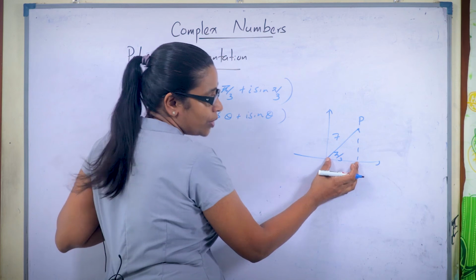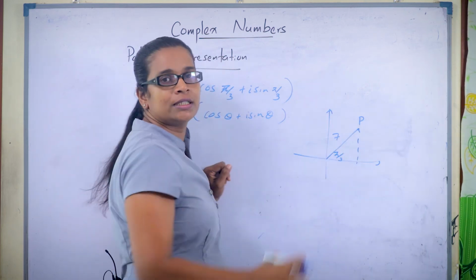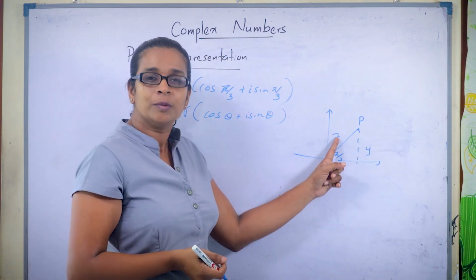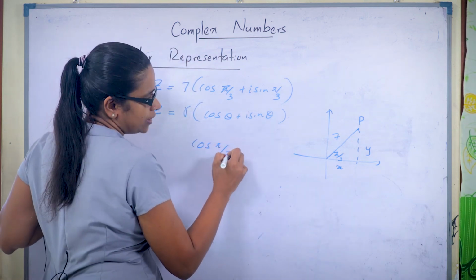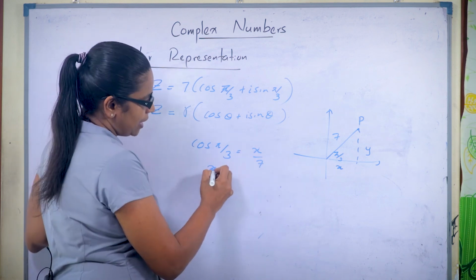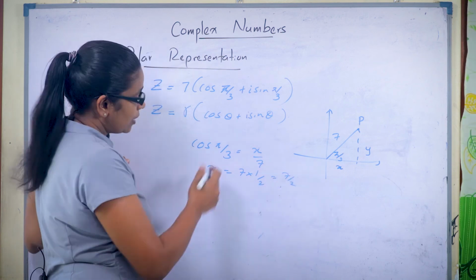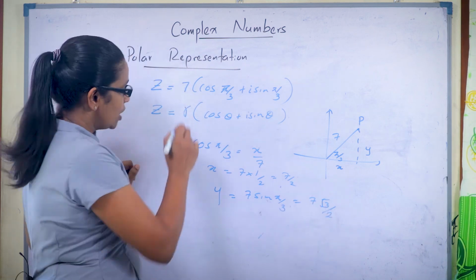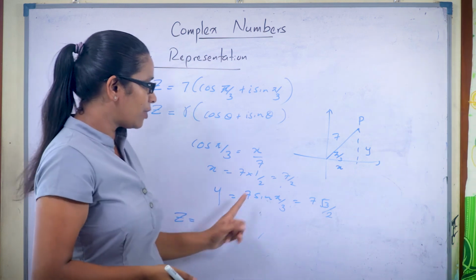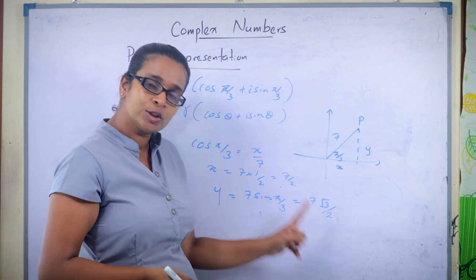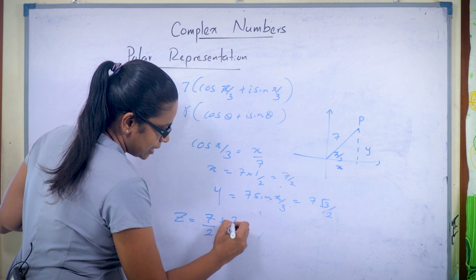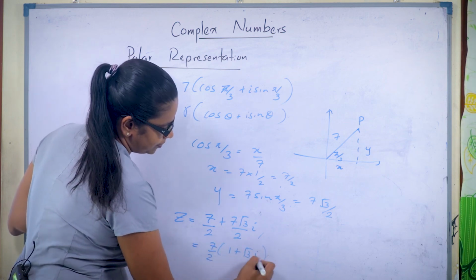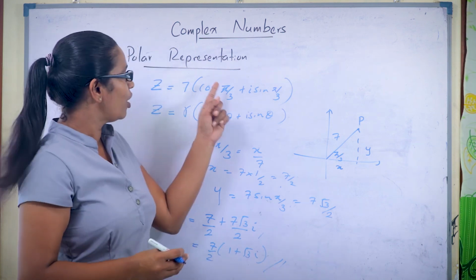So you can easily find the horizontal distance and the vertical distance to this point P. If this is X and this is Y, you can identify them using this angle and modulus. Consider cos π/3, which should be X/7. So X means 7 into half. And Y means 7 sin π/3, that means 7√3/2. So if X and Y are 7/2 and 7√3/2, you can write Z as 7/2 + (7√3/2)i. You can write this as 7/2 (1 + √3 i). So this is the rectangular form of this complex number.